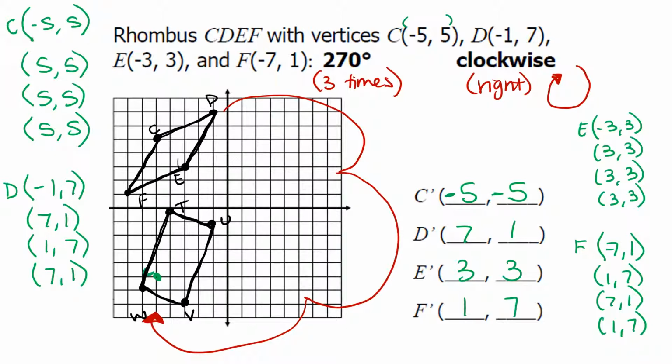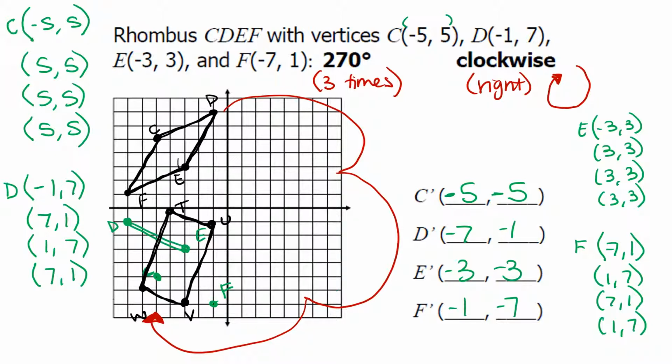For letter D, we have to go left 7. That's negative. And down 1. That's also negative. For letter E, we have to go left 3, that's negative, and down 3, that's also negative. And for letter F, we have to go left 1, that's negative, and down 7, that's also negative.